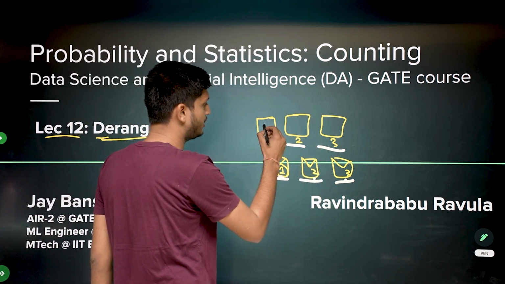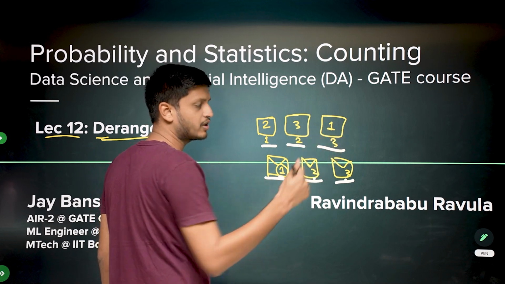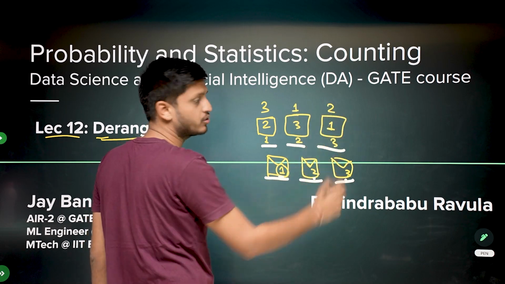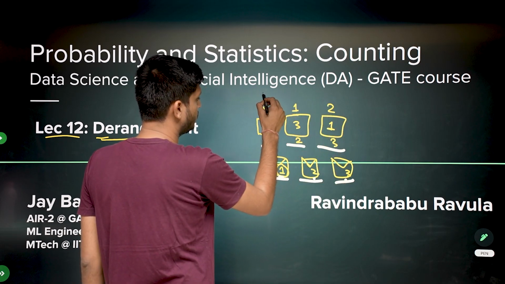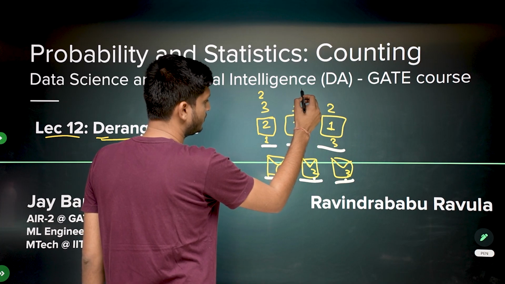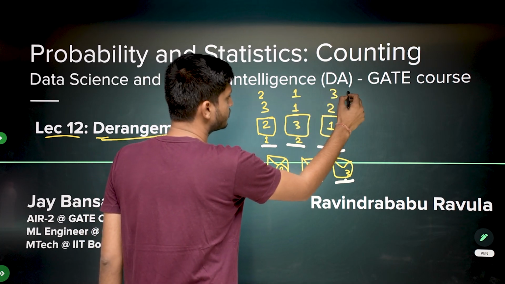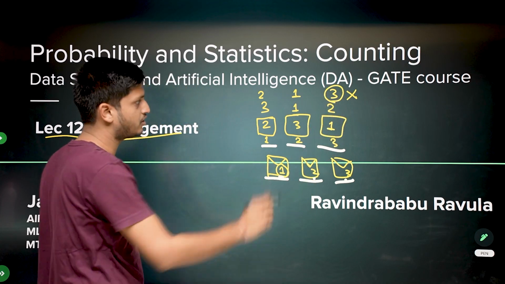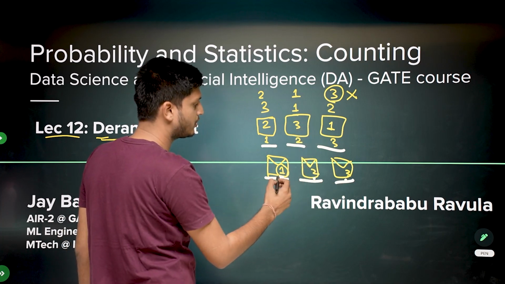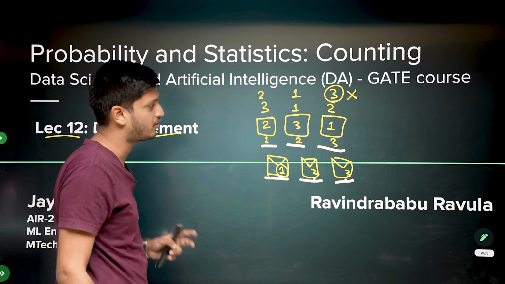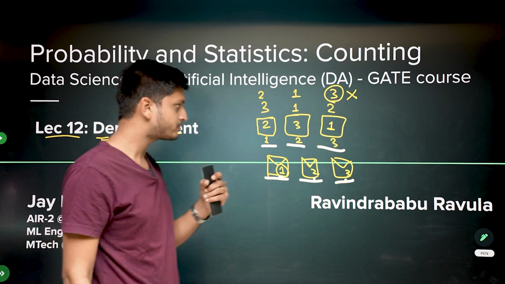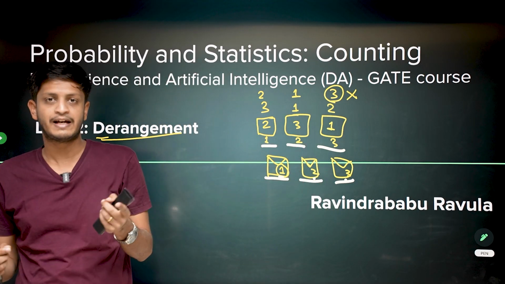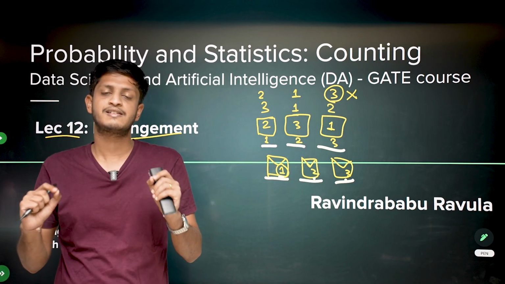Which means that you can have 2 here, 3 here and 1 here. This is okay. Right? Similarly, you can have 3 here, 1 here and 2 here. This is also okay. But let's say 2 here and 1 here and 3 here. This is not okay, because the letter number 3 is in the correct box. This is not allowed. Similarly, 1, 2, 3 is also not allowed, because all 3 are in the correct box. This is definitely not allowed, right? So this is the derangement. In how many ways can we put n objects in n places such that no object is in its correct place?